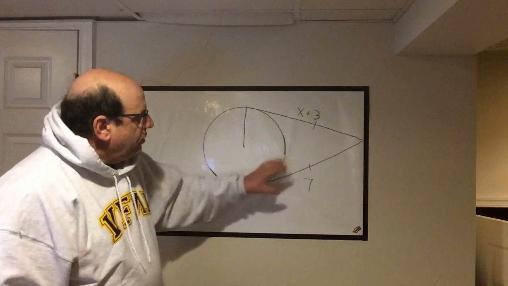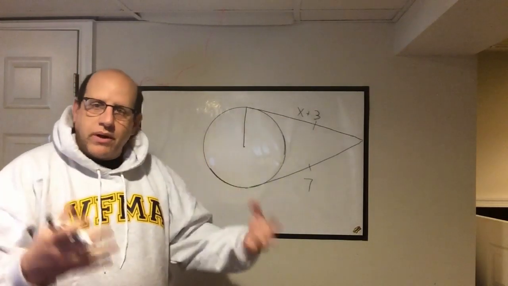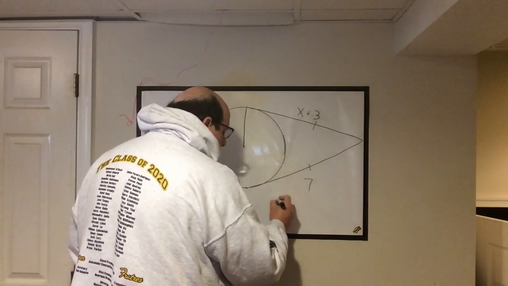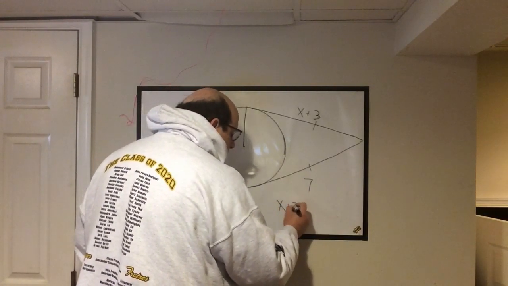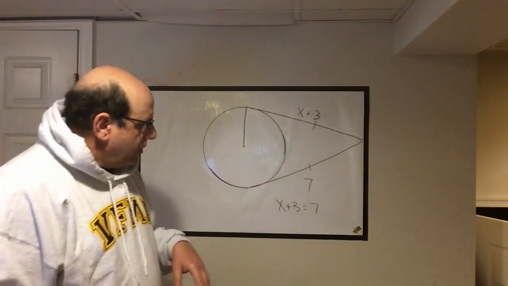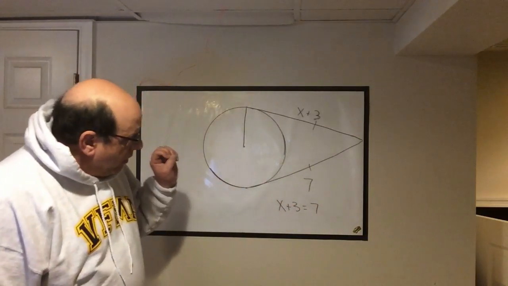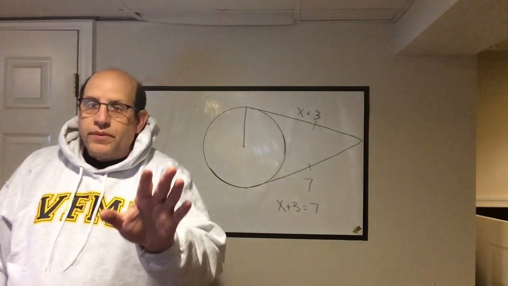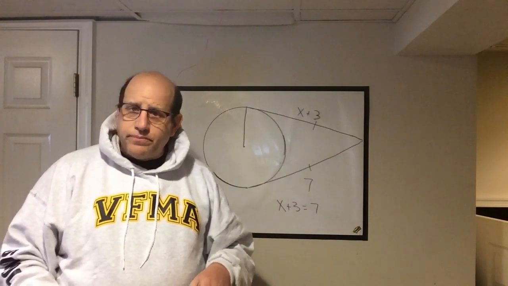Now, if these two things are congruent, then all we have to do is stick an equal sign in between them and then solve the equation. This is x plus 3 equals 7. And you can solve that. You already know that x equals 4. And then if you put a 4 in up here, it's the same as that down there. So there's that. There's number 1 for you.